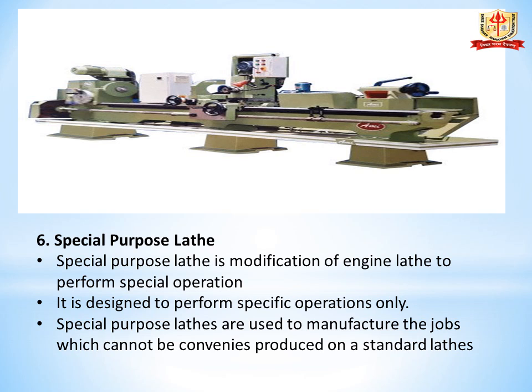Next machine is the special purpose lathe. First point, a special purpose lathe is a modification of the engine lathe to perform special operations. Second point, it is designed to perform specific operations only. Third point, special purpose lathes are used to manufacture jobs which cannot be conveniently produced on a standard lathe.